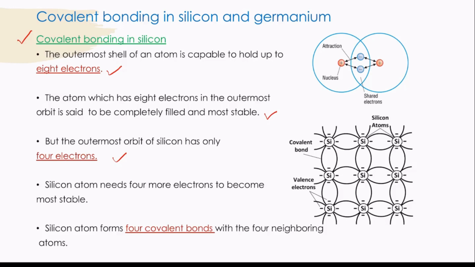You can see here the 4 electrons, 1, 2, 3 and 4. So the silicon atom now needs 4 more electrons to become more stable. That's why the silicon atom forms 4 covalent bonds with the 4 neighboring atoms. So if you see here, this is the formation of covalent bonds between the 2 atoms. So now here the silicon atom will be sharing with the other silicon atom so that it can form 4 more covalent bonds with the neighboring atoms.